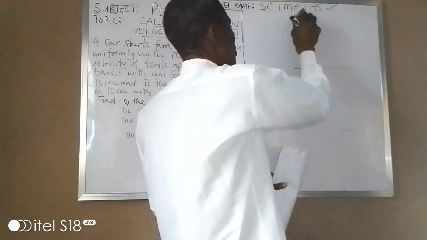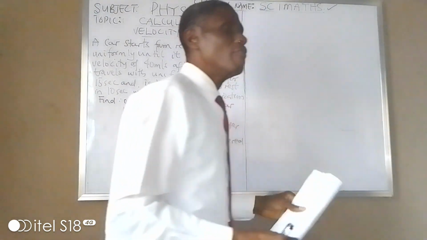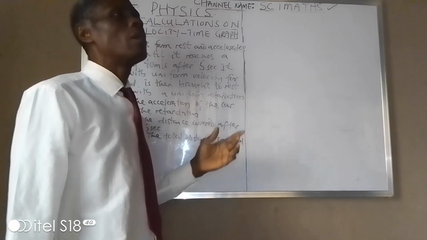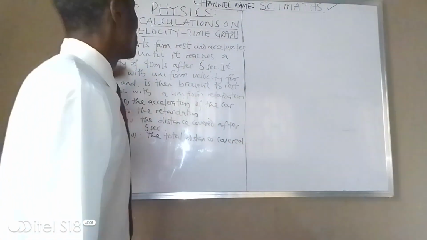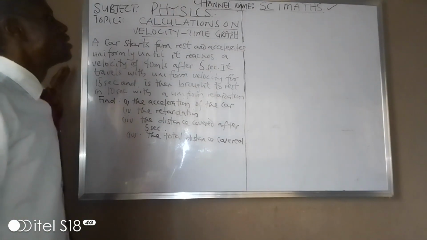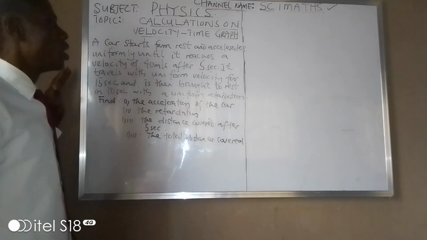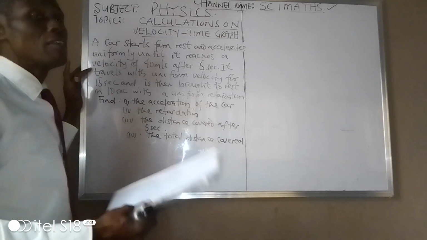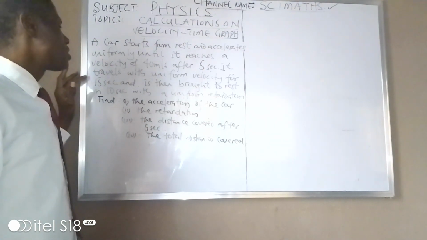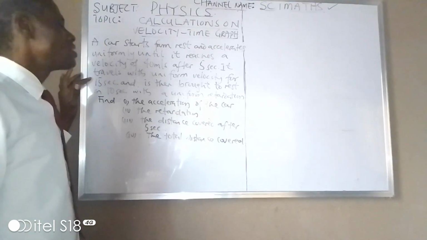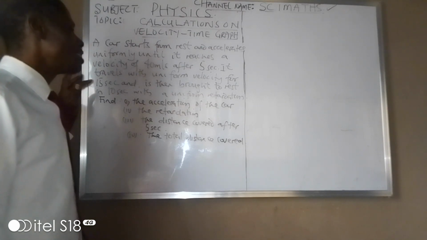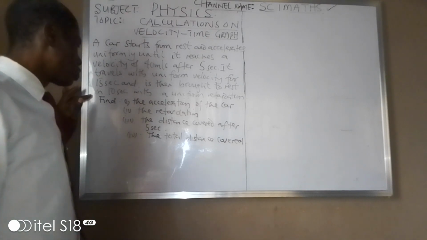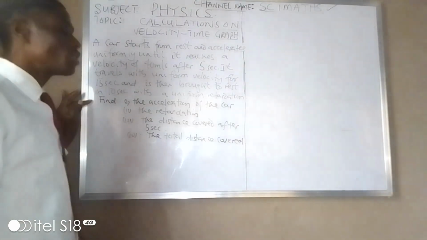So we want to look at a question you can solve using this velocity time graph. Now let's take a look at a typical question. A car starts from rest and accelerates uniformly until it reaches a velocity of 40 meters per second, which is going to be the final velocity. After 5 seconds, it travels with uniform velocity for the next 15 seconds, and is then brought to rest in 10 seconds with uniform retardation.